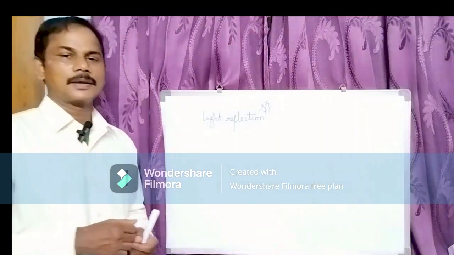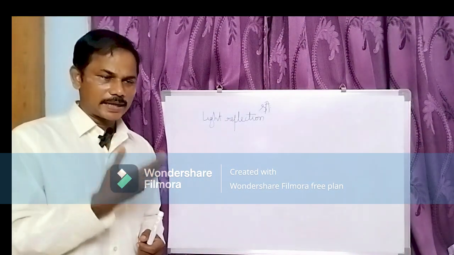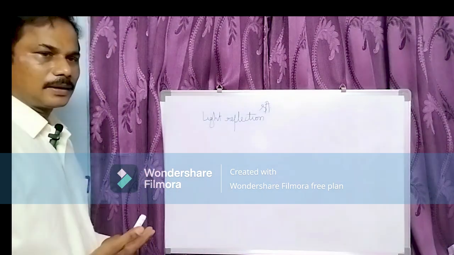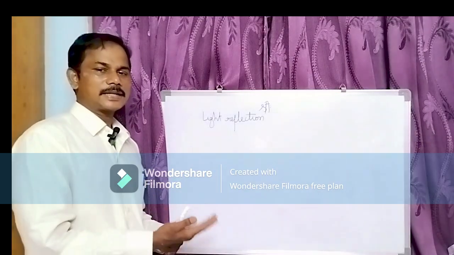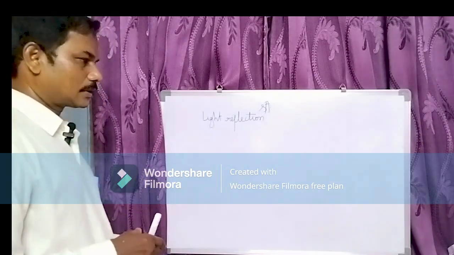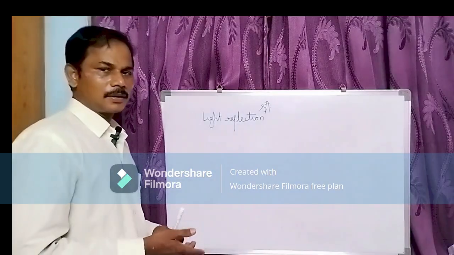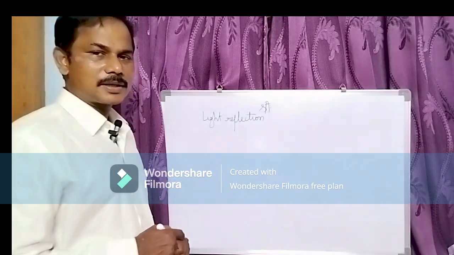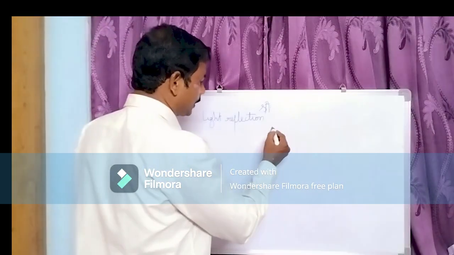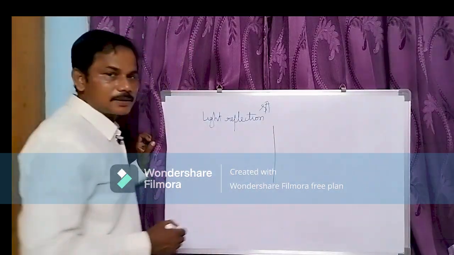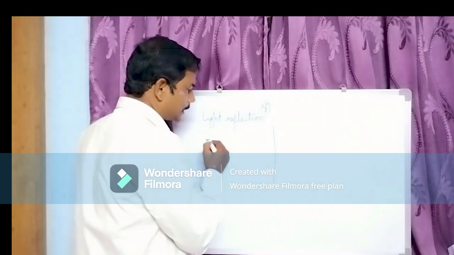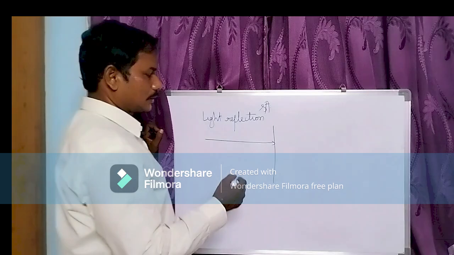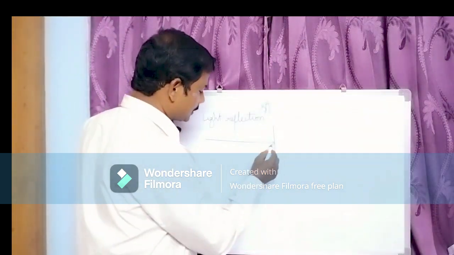Reflection means when light falls on any shiny object or smooth surface, it goes back, in another direction or in the same direction. This phenomenon is called reflection. Say we have a steel plate here. Light directly falls on the steel plate. What happens now? It will get reflected.